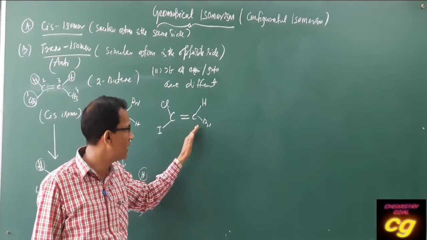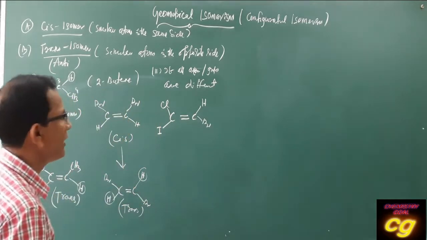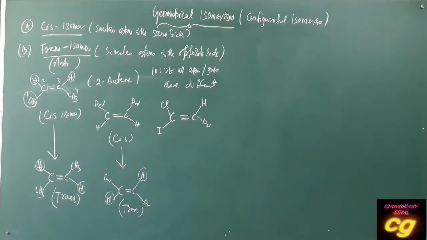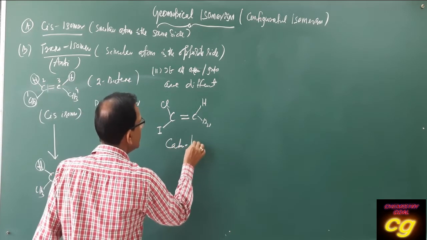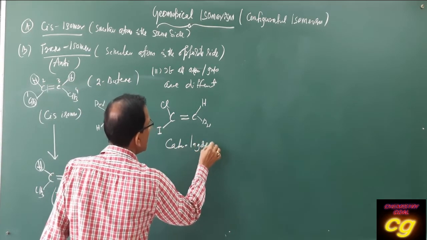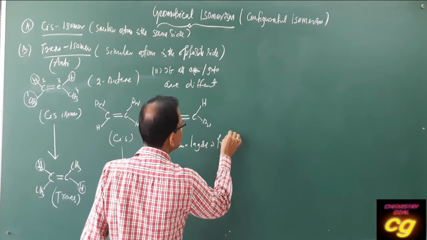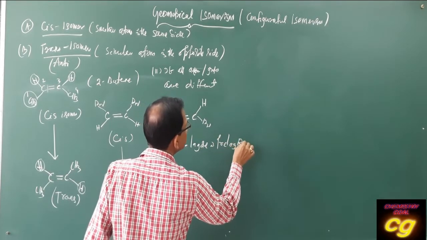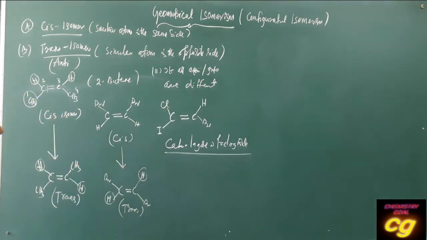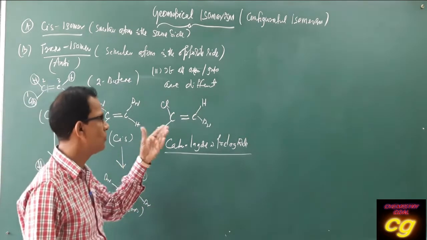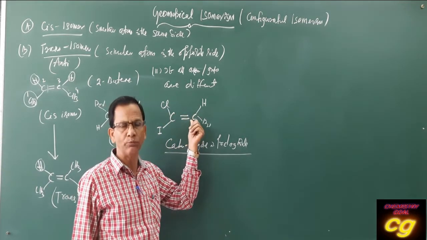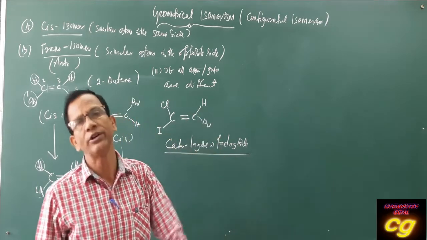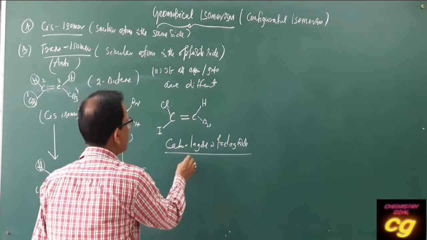So when all are different, it will follow one important rule, that is the Cahn-Ingold-Prelog rule. What is that rule? This rule states that the groups attached to a particular carbon will be given a priority order.